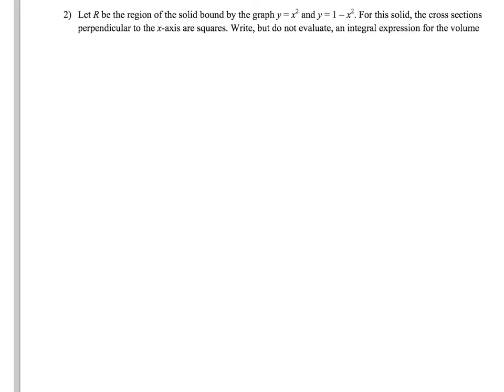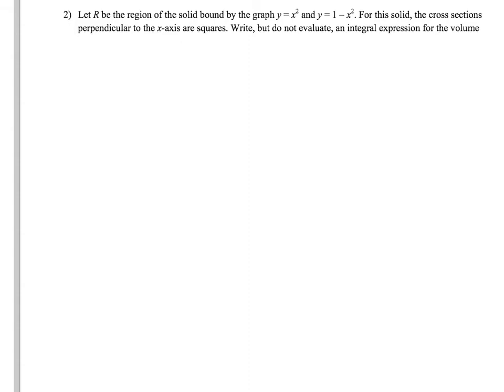Okay, we have another volume by cross-section problem here, so let me read that. So let R be the region of the solid bound by the graphs y equals x squared and y equals 1 minus x squared. For this solid, the cross-sections perpendicular to the x-axis are squares. Write, but do not evaluate, an integral expression for the volume.